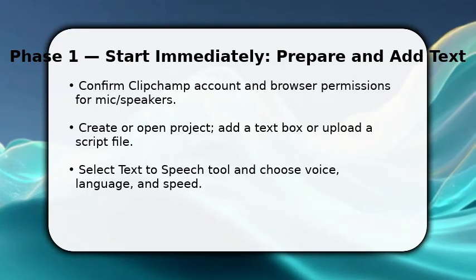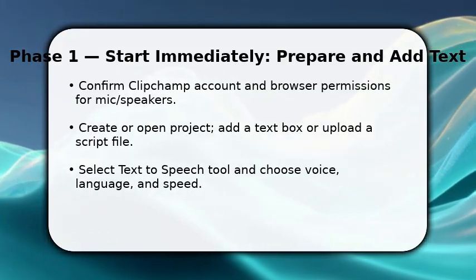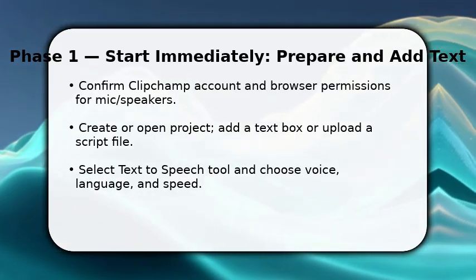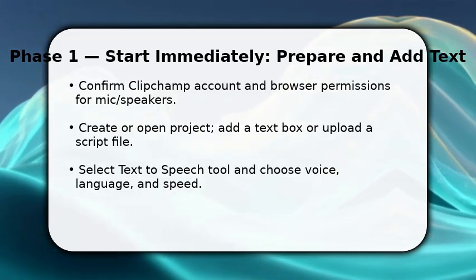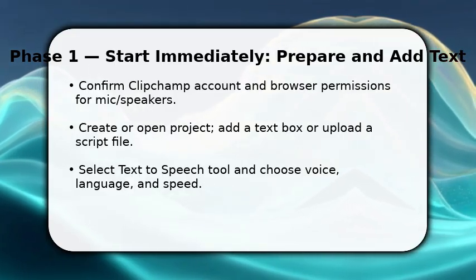You start by opening your Clipchamp project and placing the exact script where you want narration. Choose voice and language first because selection affects cadence and emphasis. Once chosen, adjust speed slightly to match video pacing. Paste or type segments, then split long scripts into shorter lines for natural breaks.